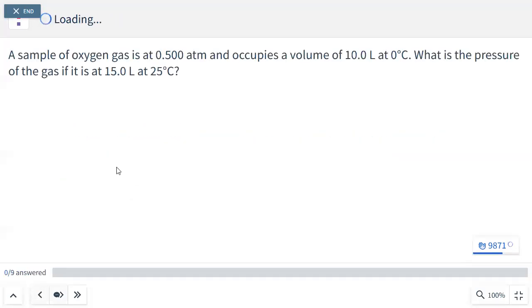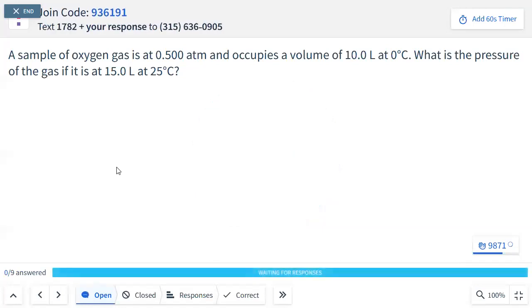We're going to start with a review question from Friday's lecture. We have a sample of oxygen at half an atmosphere, and it occupies a volume of 10 liters at 0 Celsius. What is the pressure of the gas if we move it up to 15 liters and 25 Celsius?